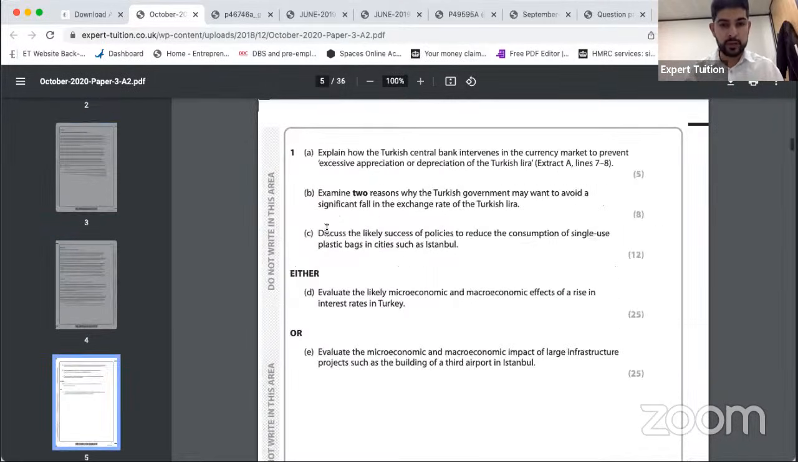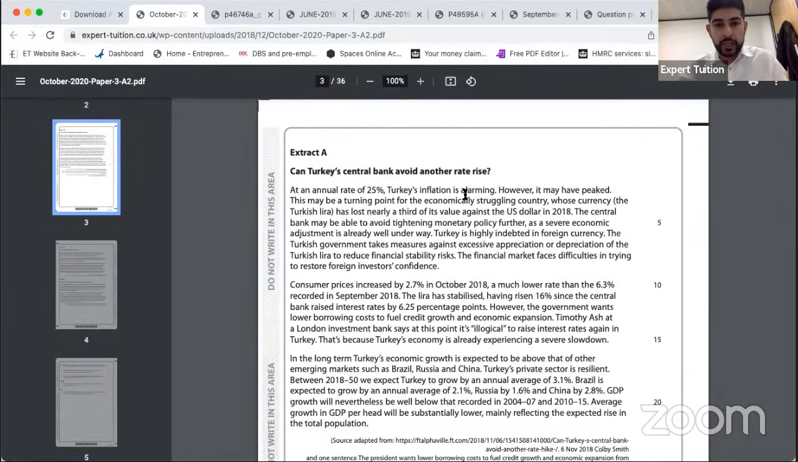One reason why, so I'd use their wording, one reason why the Turkish government may want to avoid a significant fall in the exchange rate of the Turkish lira, or a significant depreciation, you can kind of shorten it a little bit, is because it would increase the real value of their debt. It's my topic sentence. Yeah, that's one mark, knowledge, immediately. I straight away now need application. According to extract A, open quote, Turkey is highly indebted in foreign currency. Beautiful. That's close quote. That's my second mark.